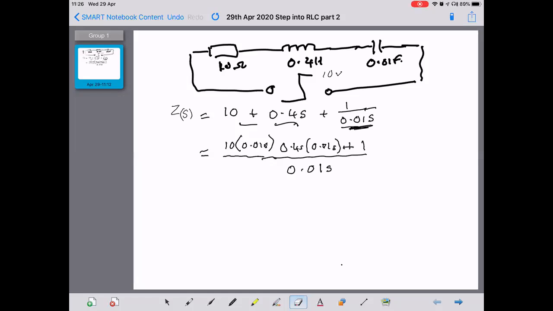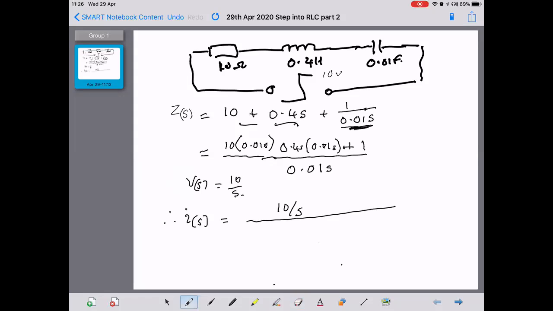Now we need to introduce the fact that VS is equal to 10 over S. So what we can do then is start to write our expression for IS. It is 10 divided by S, divided by ZS, which is this.